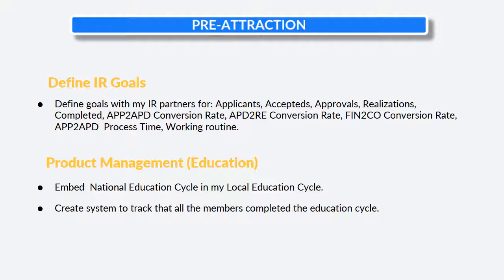Product management, and this is mainly talking about education: we need to embed the national education cycle in the local education cycle. Mainly why? Because we need to acquire the knowledge to have people who are performing in a good way and respecting the processes and the customer flow. And finally, creating a system to track that all members have completed the education cycle, and that will help us understand the level of education of the network and the level of knowledge that we have, so that we can drive strategies that everybody is going to understand and support.